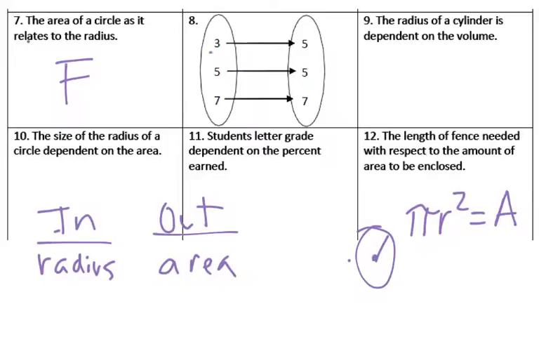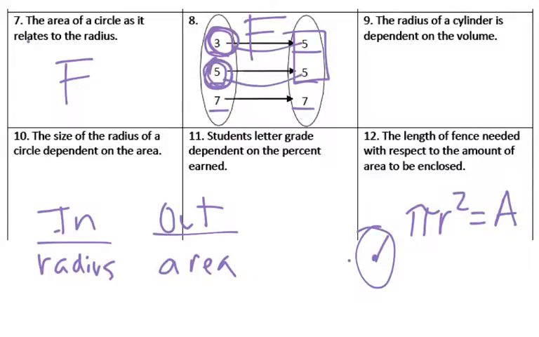Okay, number 8, different inputs giving us each a specific output: function. Doesn't matter that these two are the same, because whenever I give you 3, you give me 5 back. Whenever I give you 5, you give me 5. It's determined, it's always going to be the same.